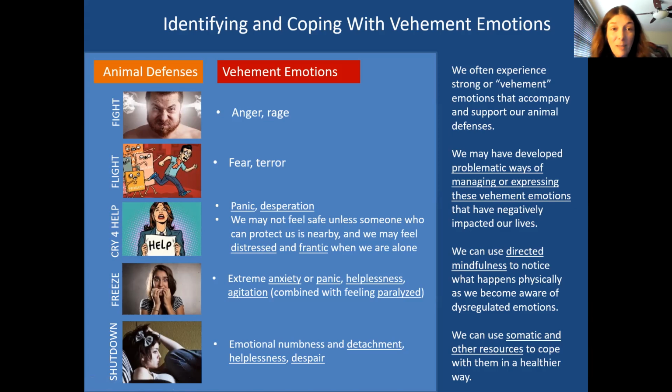Flight response, typical vehement emotions or strong emotions would be fear or terror. Crying for help might be things such as panic, desperation, or being distressed or frantic when alone. If you're in the freeze response, it might be anxiety, panic, helplessness, even agitation, plus the feeling paralyzed, although that's more physical. And shutdown, you might feel numb, detached, helpless, despairing, okay? A lot of times associated with depression.